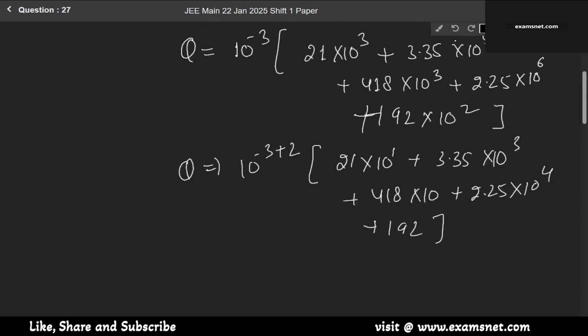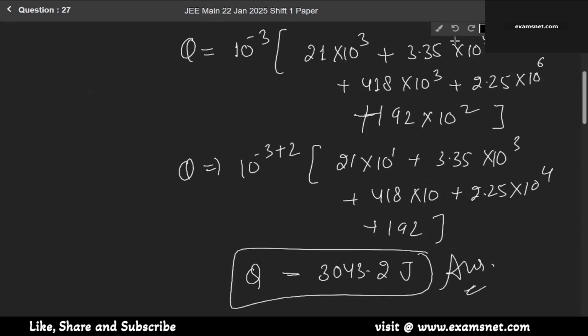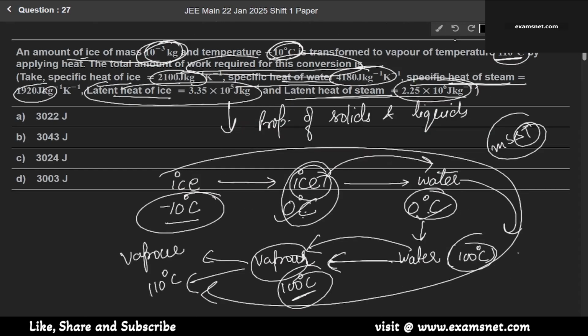So solving it, we get total work done for this conversion. It will be equals to 3043.2 joule. Okay, this is our final answer. So the correct option is 3043. It means option B is the correct answer.